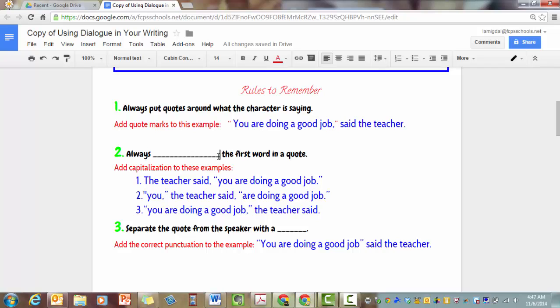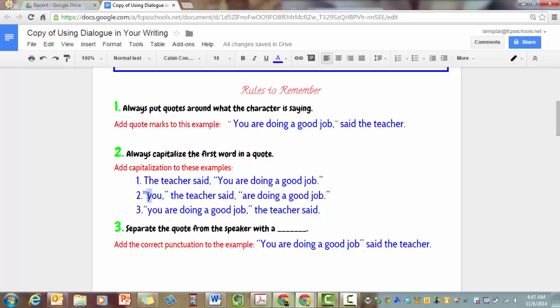Always capitalize the first word in the quote. All right. So again, when I say the quote, I mean exactly what the character says. So we're going to add capitalization to these examples. The teacher said, comma, quotation mark, you are doing a good job. Please capitalize that first word inside the quotation marks.